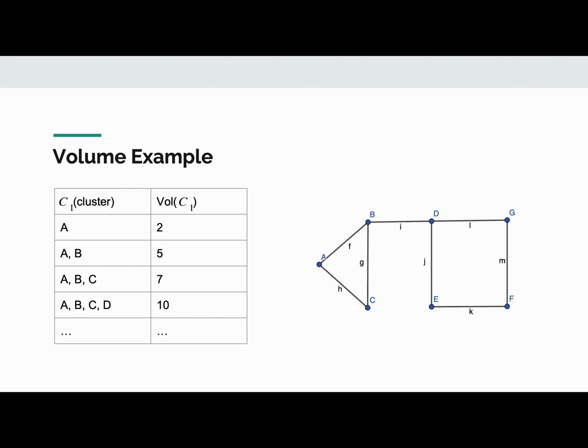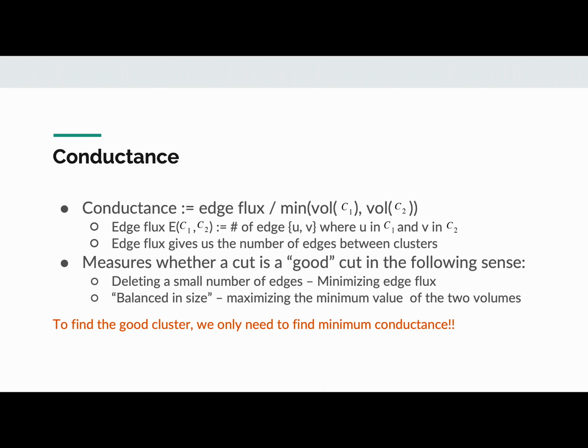If we look at the tables on the left, C1 denotes the vertices in a cluster, and the second column represents the volume of our choice of C1. We see that as we add more vertices into C1, the volume increases, which is consistent with the idea of the size. Next, we define the conductance of a subgraph. To do so, we first need the idea of edge flux. The edge flux of two clusters, C1 and C2, is defined by the number of edges between C1 and C2. It quantifies the number of edges we need to delete to get these two clusters.